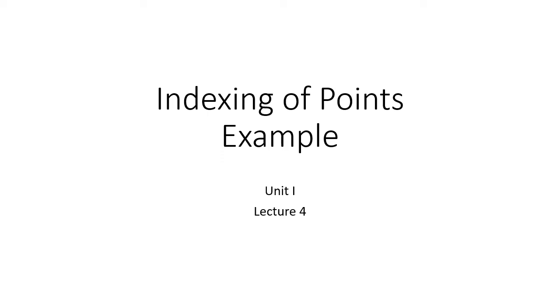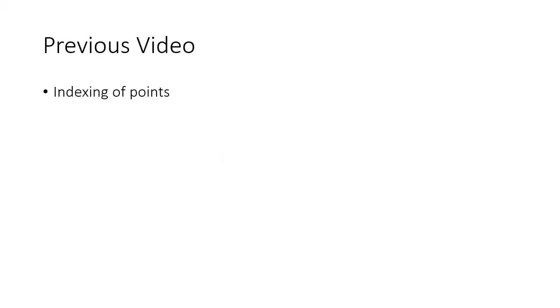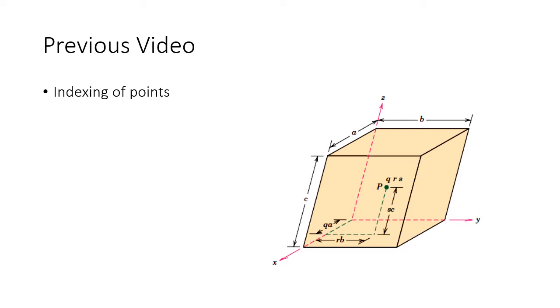So let us continue lecture 4. In the previous video, we saw that indexing of points is achieved by representing the coordinates of a point as a fraction of lattice parameters of that unit cell. In this figure, you can see that the lattice parameters are A, B, and C. A is the lattice parameter along x-axis, B is the lattice parameter along y-axis, C is the lattice parameter along z-axis.